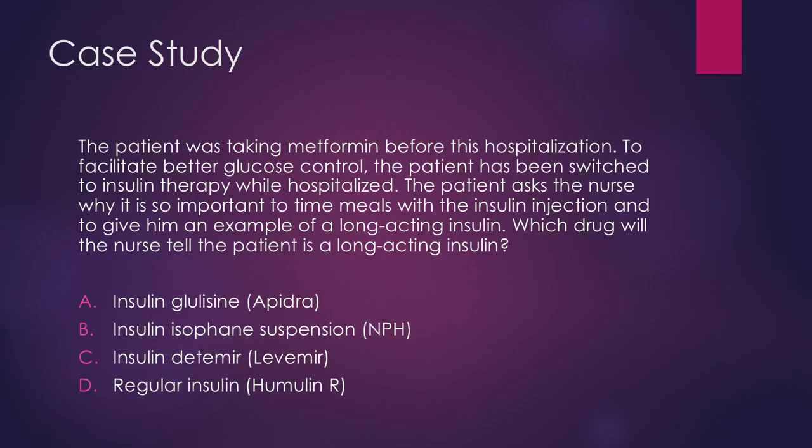Pause. Answer it to yourself. That would be Detemir. Detemir is a long-acting insulin. Apidra is rapid-acting. NPH is intermediate-acting. And regular is short-acting.